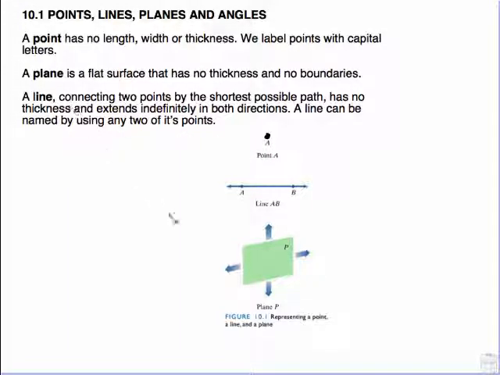A plane is a flat surface that has no thickness and no boundaries, and we generally show a plane like a parallelogram. That's a plane. It extends in two different directions.